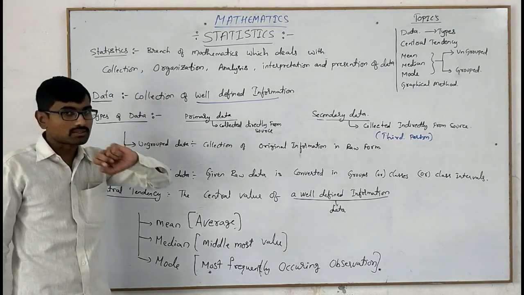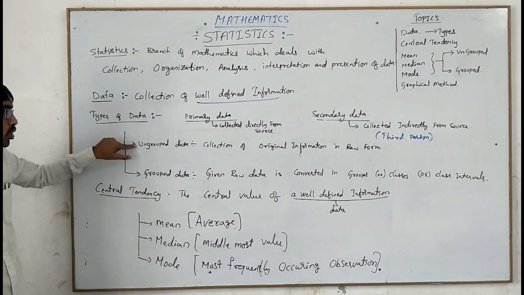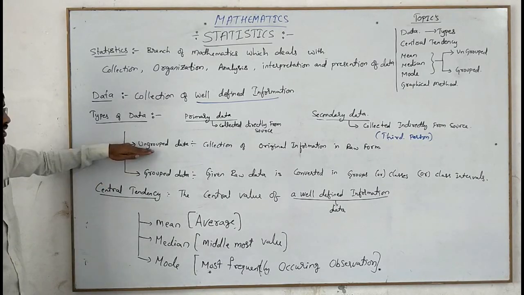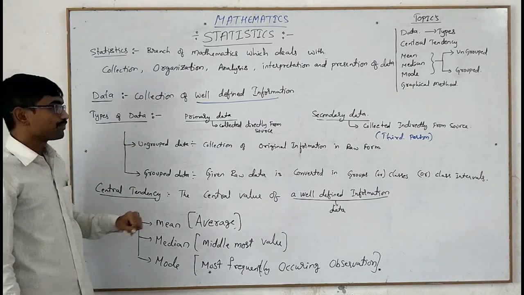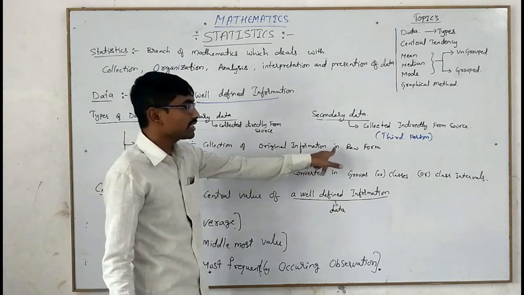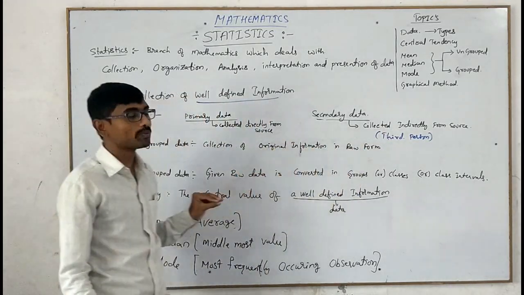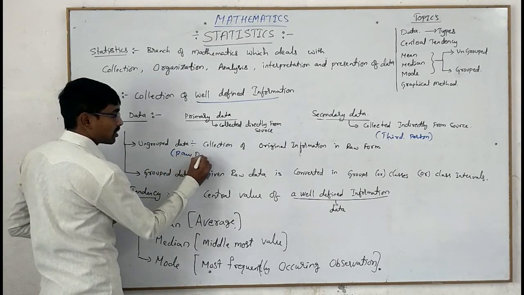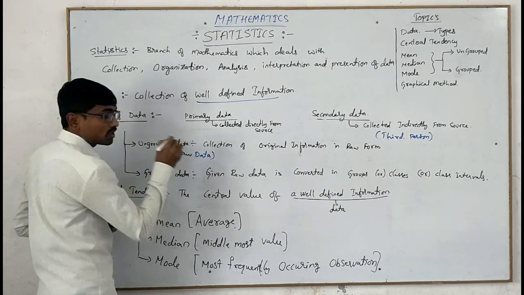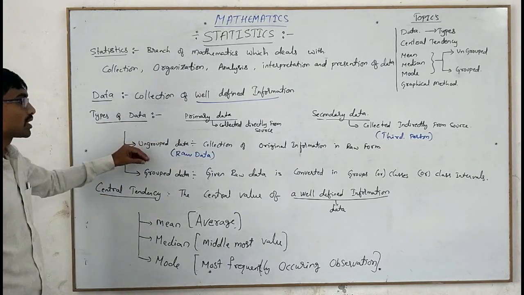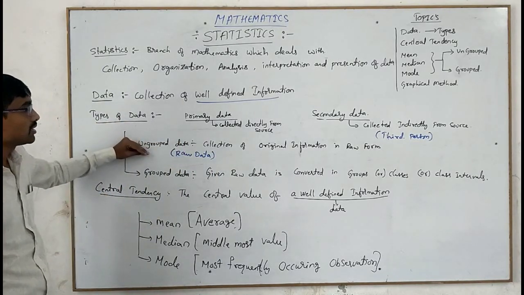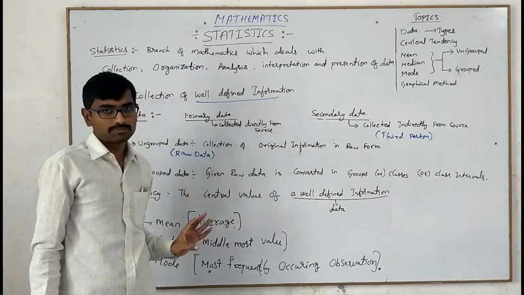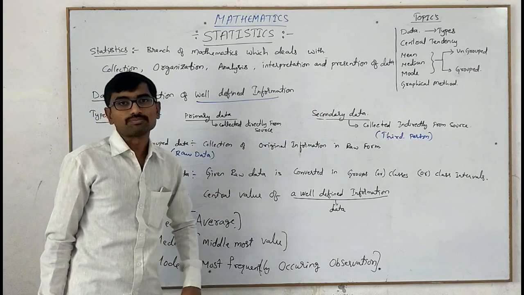Information can be collected in two ways. That is ungrouped data and second one is grouped data. So first one is ungrouped data. Collection of original information in a raw form is called ungrouped data. Ungrouped data is also called raw data. So what is raw data or ungrouped data? Ungrouped data or raw data is the collection of original information, that is data, in raw form.